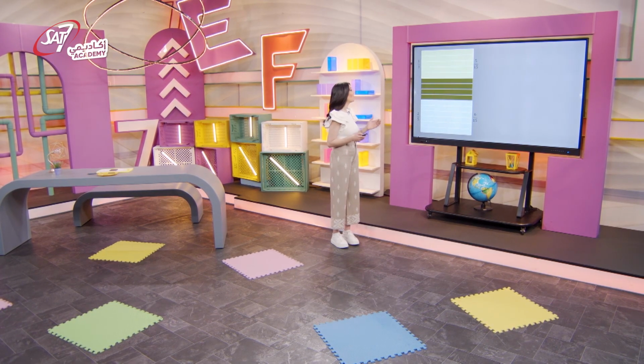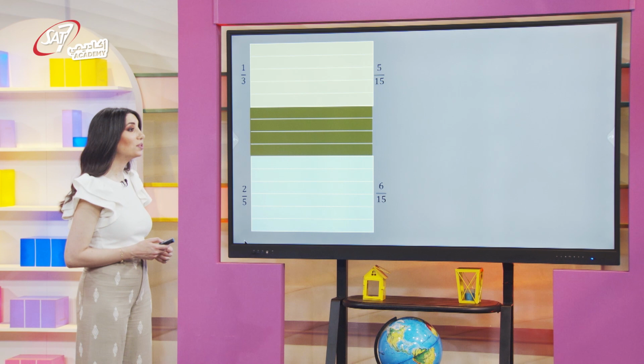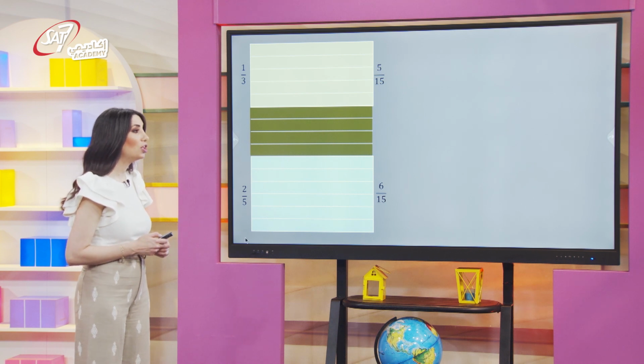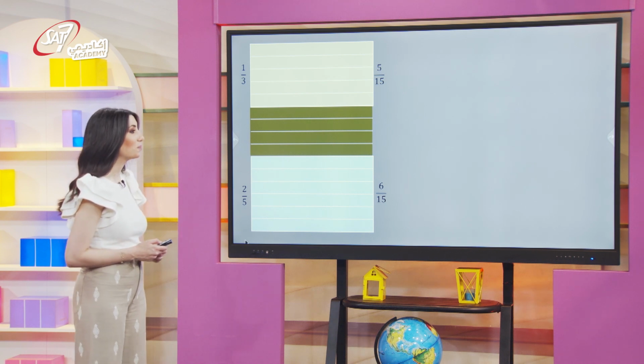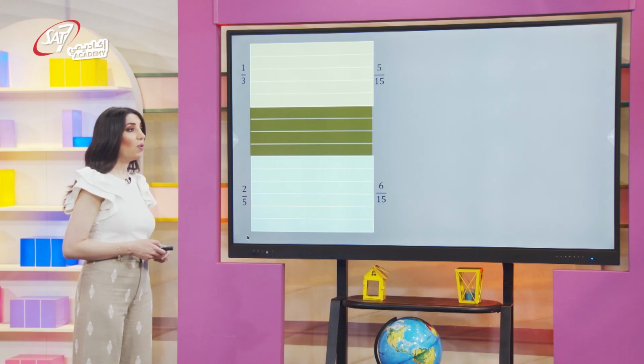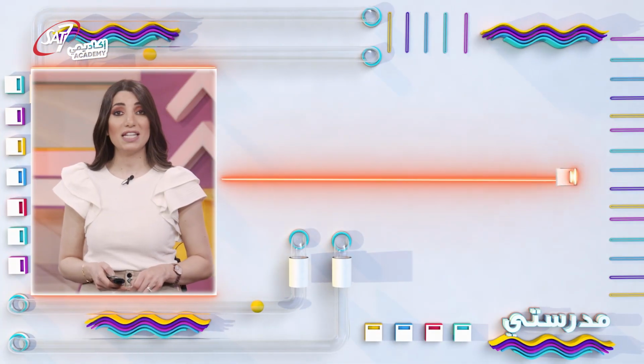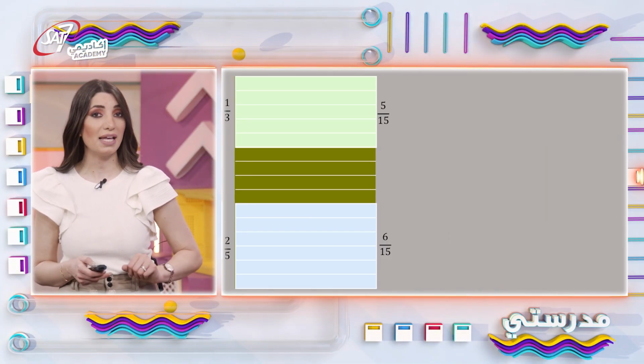Now we can look at 6 out of 15 and 5 out of 15 and find the total by simply counting the colored parts and finding the fraction. 11 over 15. 5 plus 6 equals 11. So Mario walked his dog 11/15 of a kilometer on both days.